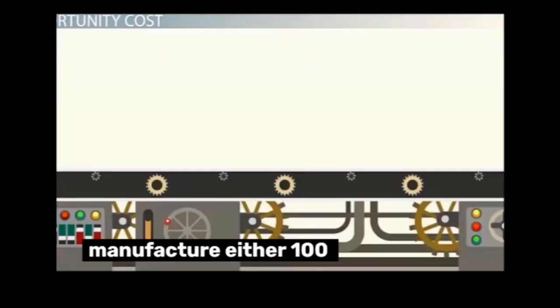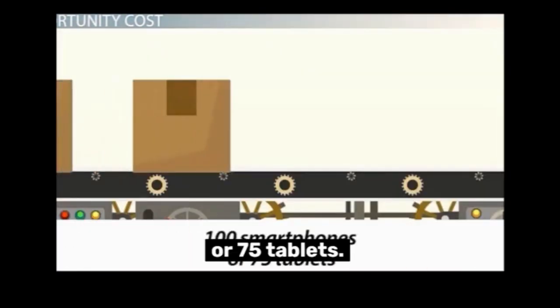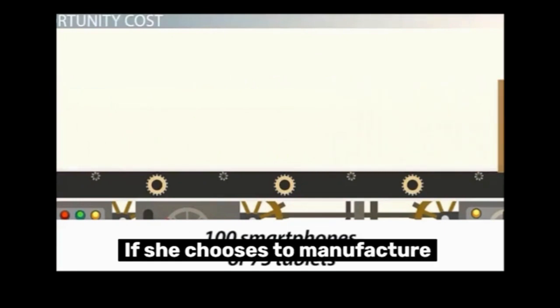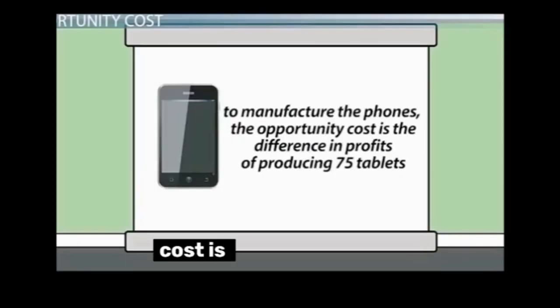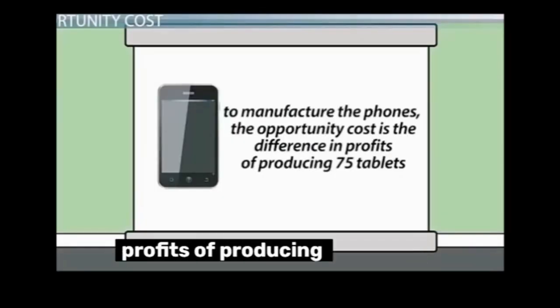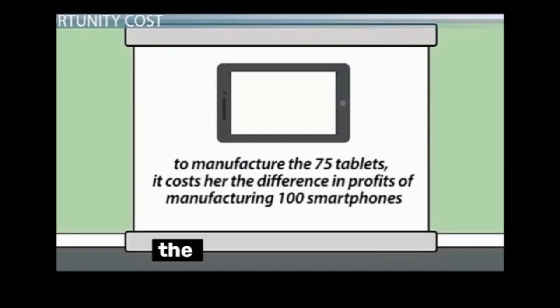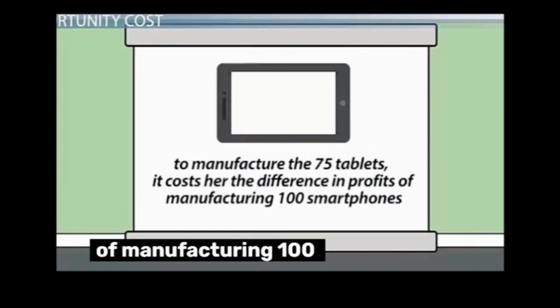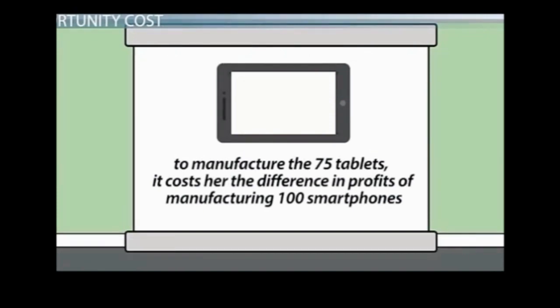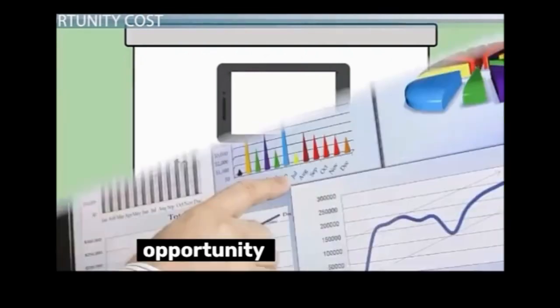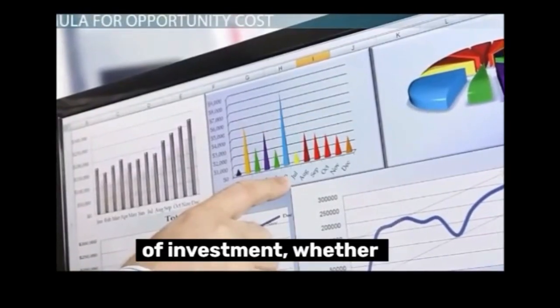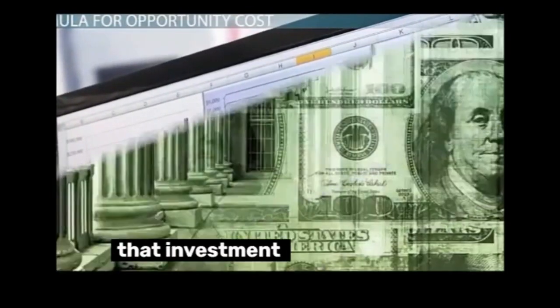Lilith can use one day to manufacture either 100 smartphones or 75 tablets. If she chooses to manufacture the phones, the opportunity cost is the difference in profits of producing 75 tablets. On the other hand, if she chooses to manufacture the 75 tablets, it costs her the difference in profits of manufacturing 100 smartphones.